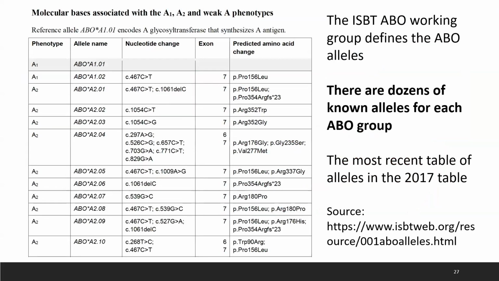I just took a little screenshot. The ISBT is a group that has working groups for all the different red cell alloantigen systems, including ABO. This table exists if you go to their website here.